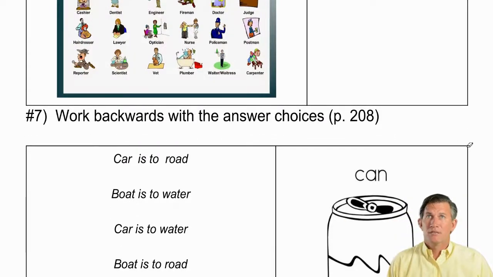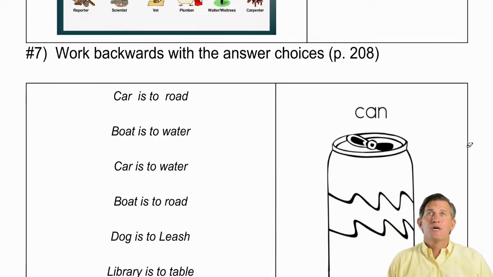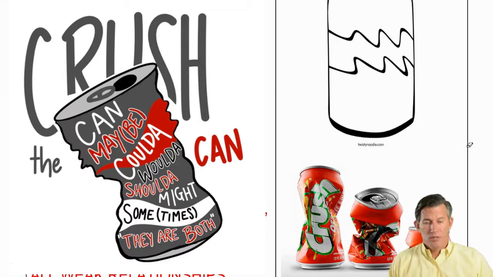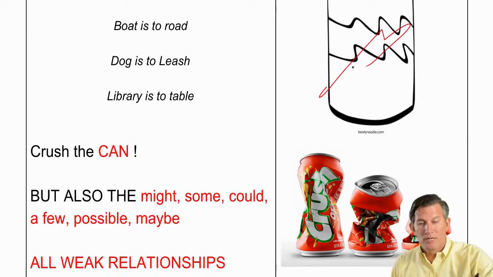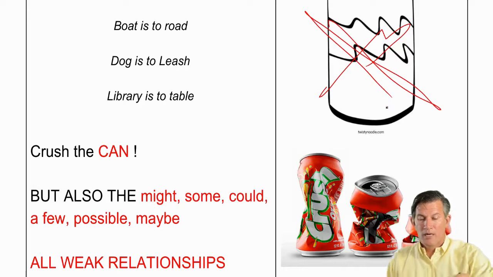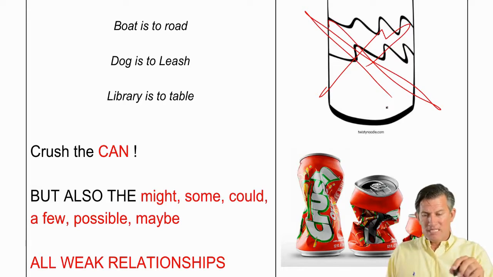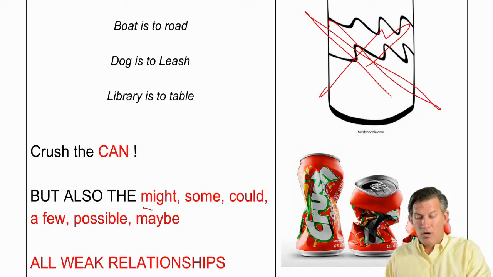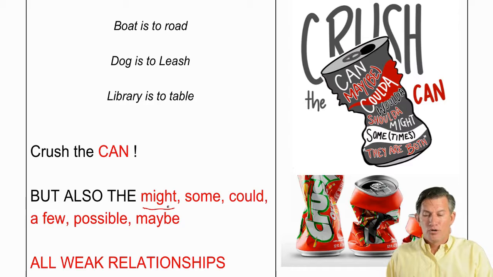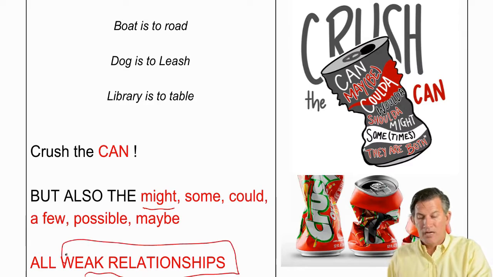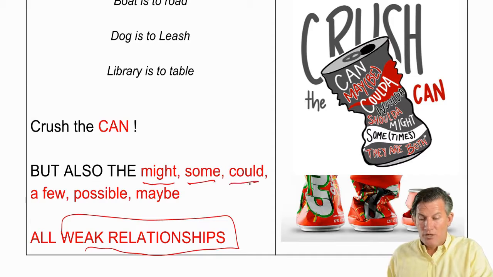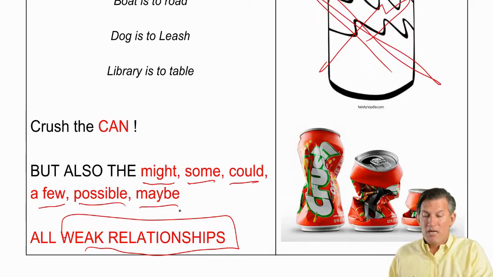Again, number 7 is basically my favorite strategy, where you get to crush the can. If they're not strongly related, crush the can. Cross it out, okay? It makes that cool sound, and then you can recycle it, and get rid of them and have a better chance on the SSAT. Crush the can, but what else? Crush all the words that mean not very often. Crush all weak relationships, not only in your life, but also on this test, right? Crush the some, crush the could, crush the few, the possible, the maybe.